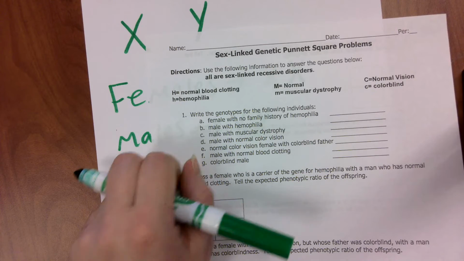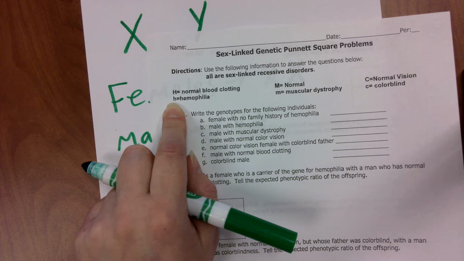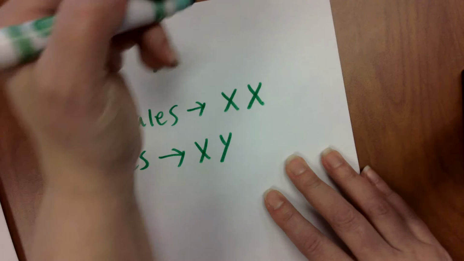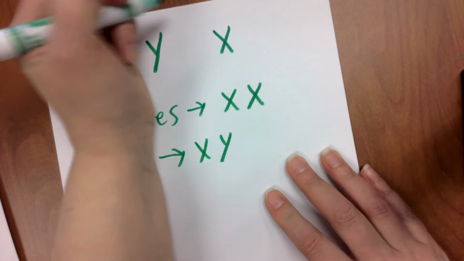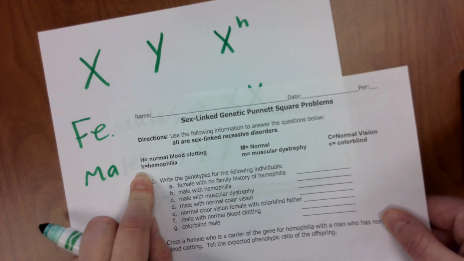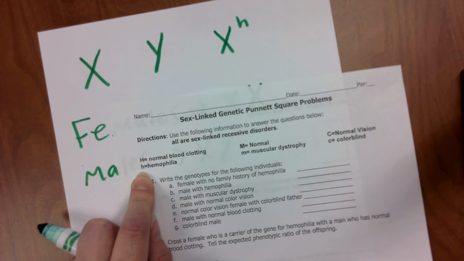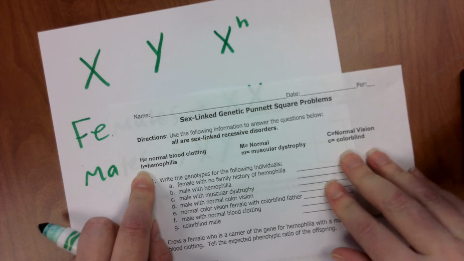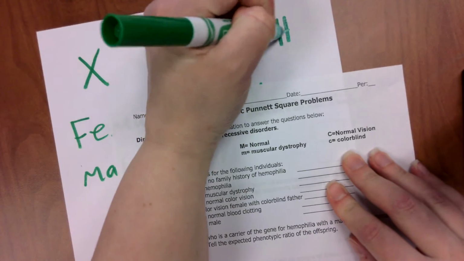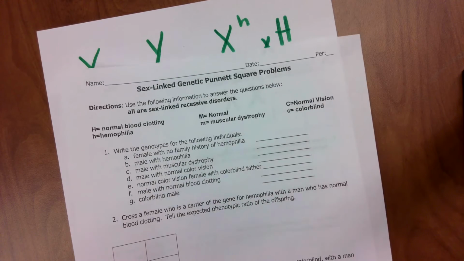So say we had an X chromosome that has the hemophilia trait on it. This would be written as X with a little h because it is a recessive trait. That's why it's a little h. Okay? So that's only one chromosome that has the hemophilia trait on it. If it didn't have that trait on it, it would be a capital H at the top next to that X. Okay?